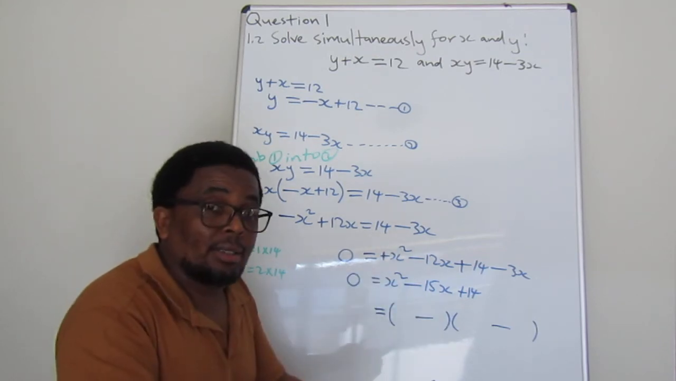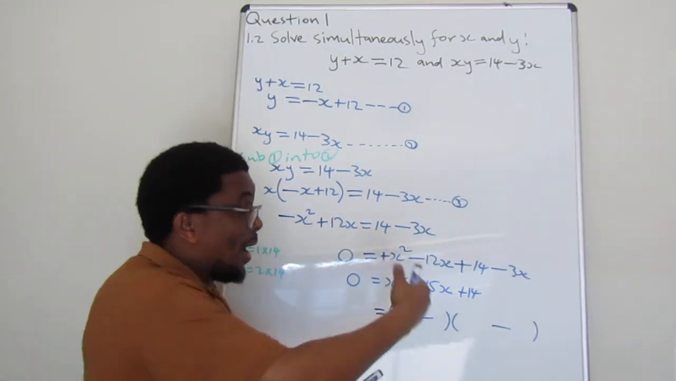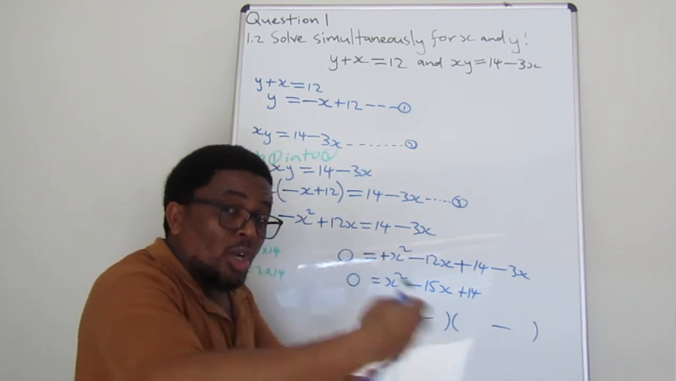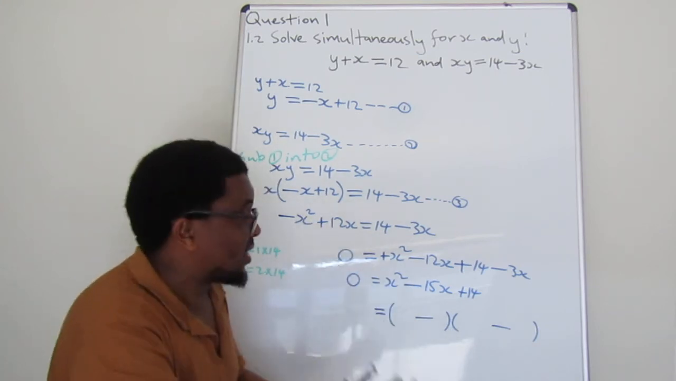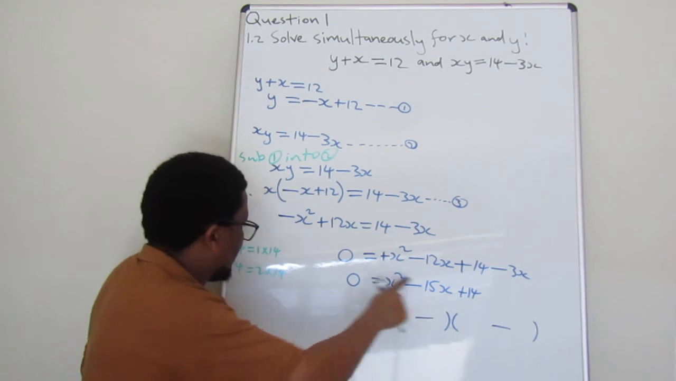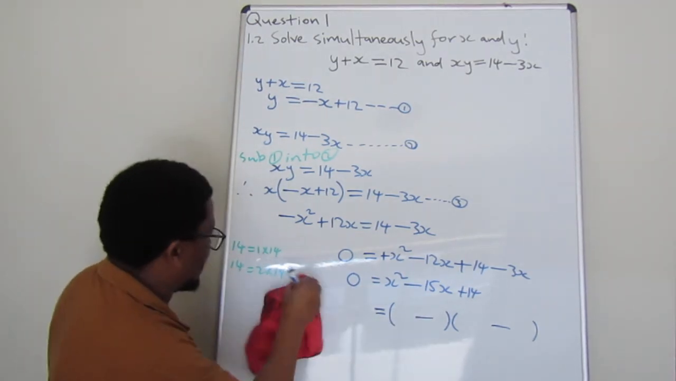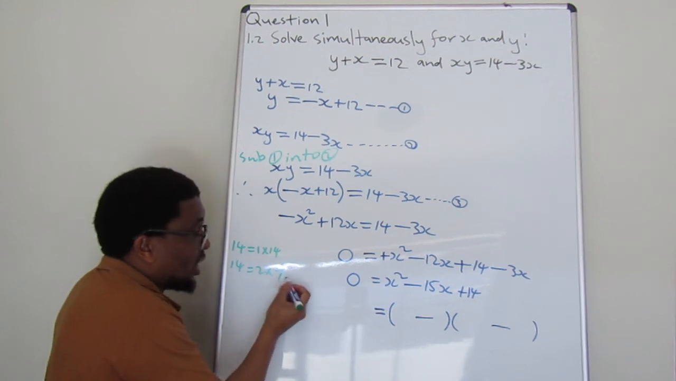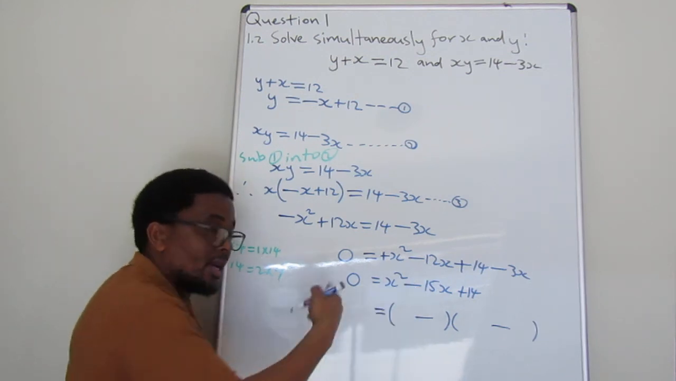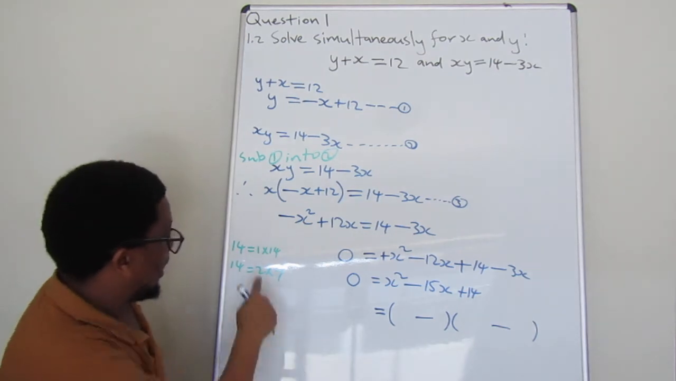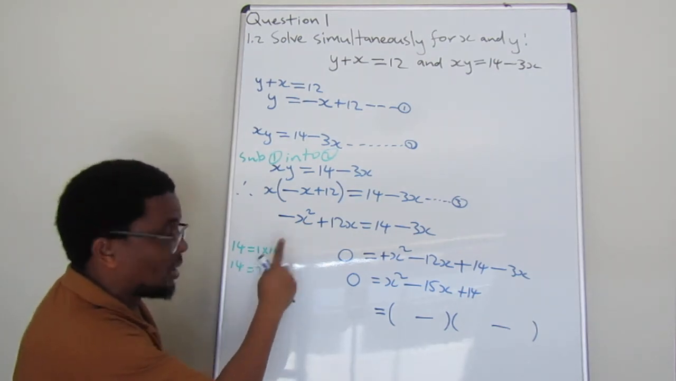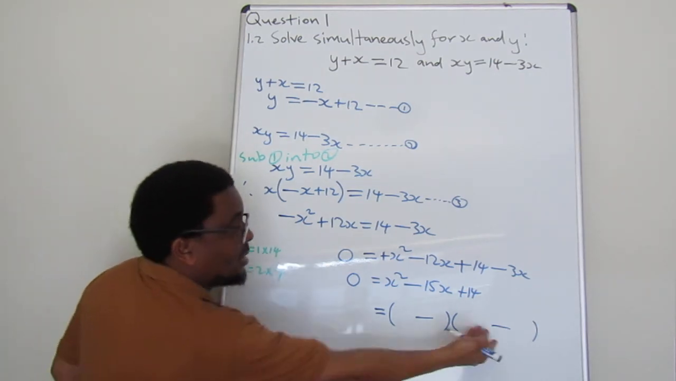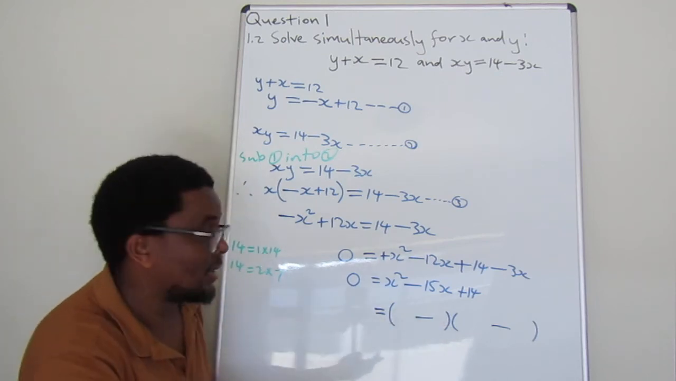Now, I ask myself, of these factors that I have here, which factors can I take whereby, if I add or subtract those factors, they will give me the middle term. The middle term is 15. Can 7 and 2 give me 15 when I add or subtract? Never. That's not possible. Can 1 and 14 give me 15? Yes, it's possible. And the signs are on my side.